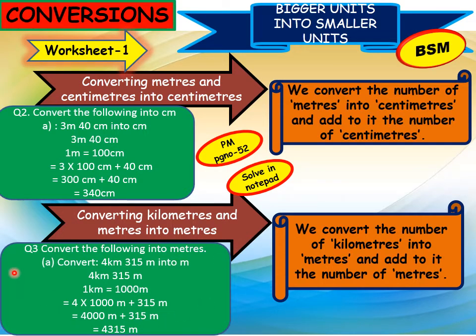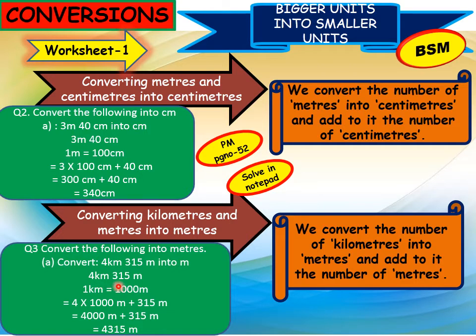Now let's proceed to our next conversion, that is kilometers and meters into meters. So we convert the number of kilometers into meters and add to it the number of meters. So let's see an example over here. It is from question 3A. Convert the following into meters. It is 4 kilometer 315 meter into meter.